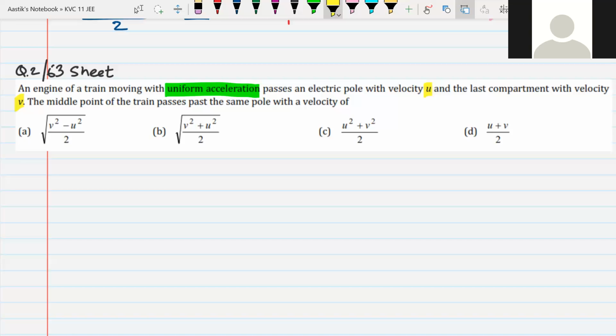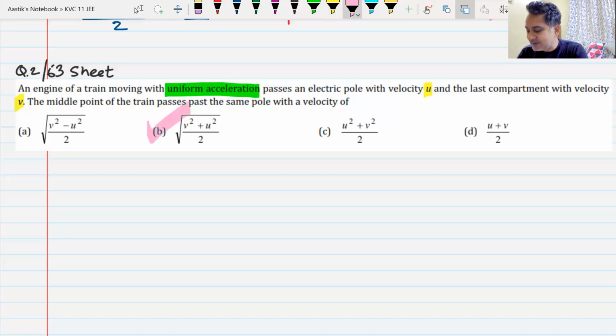Option B. Well done. I have an answer. Option B. How did you get this answer, beta? Option B is correct. How did you get it? Can anyone tell me how did you get it?